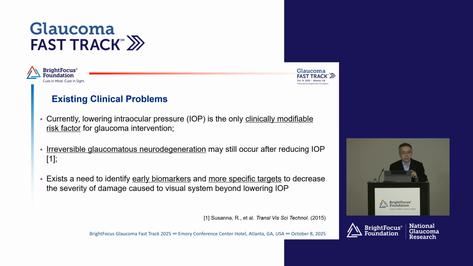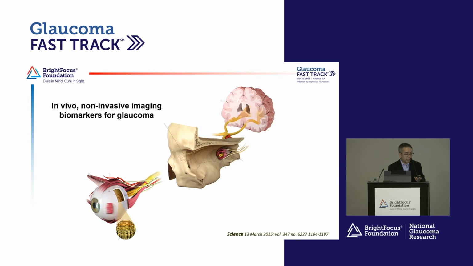And because IOP is currently the only method for intervention clinically, can we also find other potentially important factors that may be druggable and more specific to slow down and decrease the severity of damage to the visual system beyond eye pressure? So in the next 10 minutes-ish, we would like to navigate together around in vivo non-invasive imaging biomarkers for glaucoma, specifically for patients.